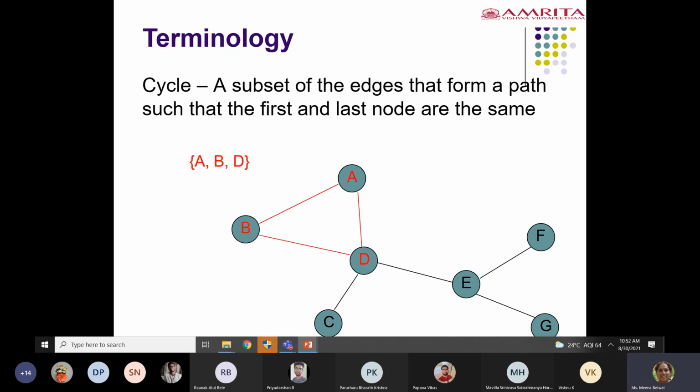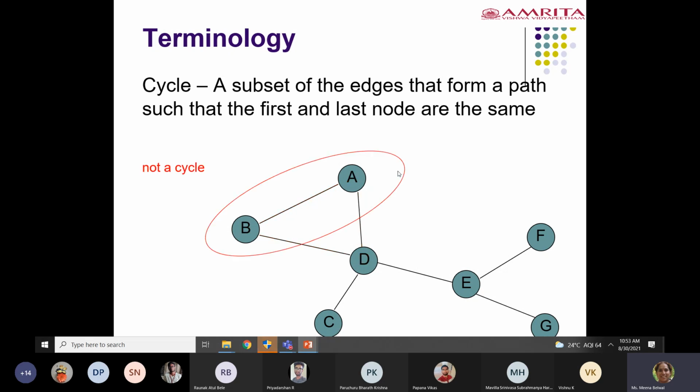For example, here in this picture, A, B, D we can call a cycle. Now you may be wondering why I have not repeated A; it is because I am representing it as a set. What I am trying to say here is AB, BD and DA. That is a cycle, because it is a subset of edges, and when I travel along these edges, the first and last vertex are the same. So this becomes a cycle.